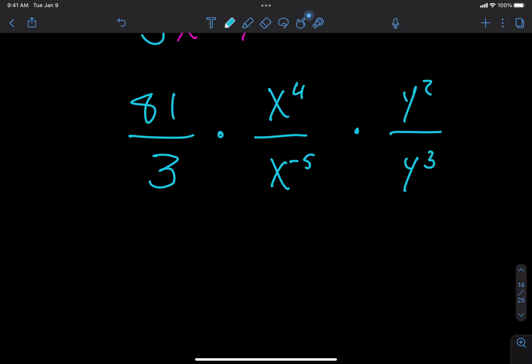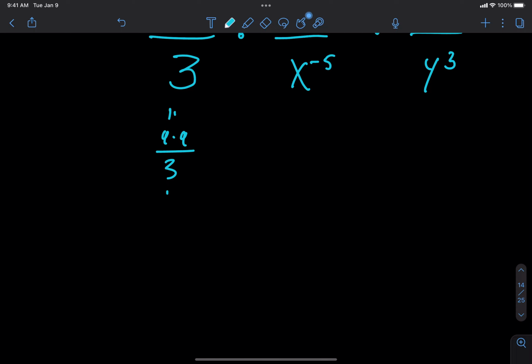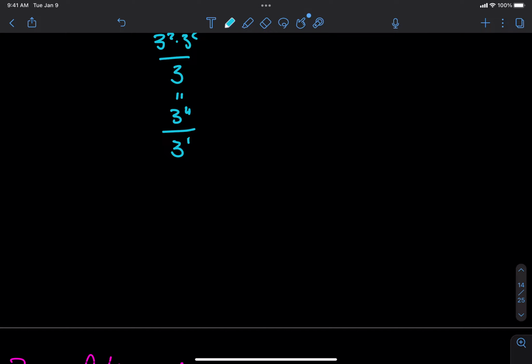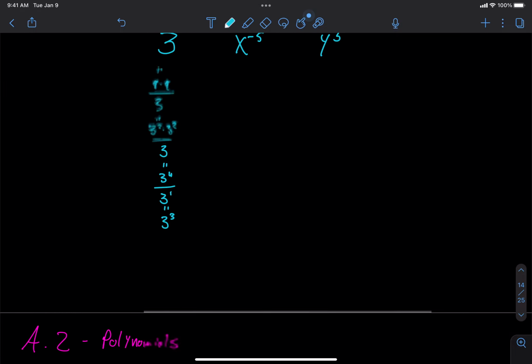But also, you can rewrite it as 9 times 9. So this is 9 times 9 over 3. And 9 is nothing but 3 squared. So this is the same as 3 squared times 3 squared divided by 3, which is the same as 3 to the 4 divided by 3 to the 1. And if I do 3 to the 4 divided by 3 to the 1, I just get 3 to the 3, right? Was that too fast? No.